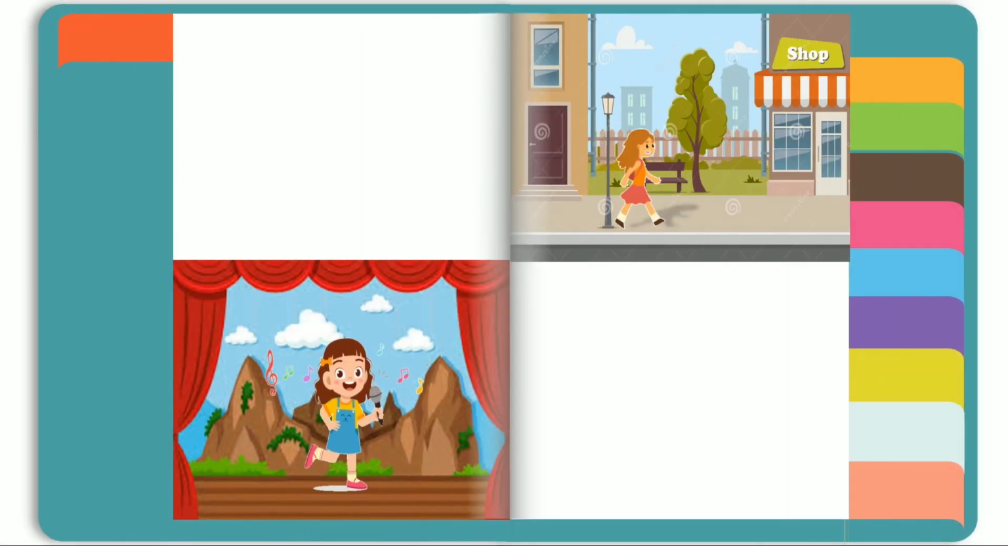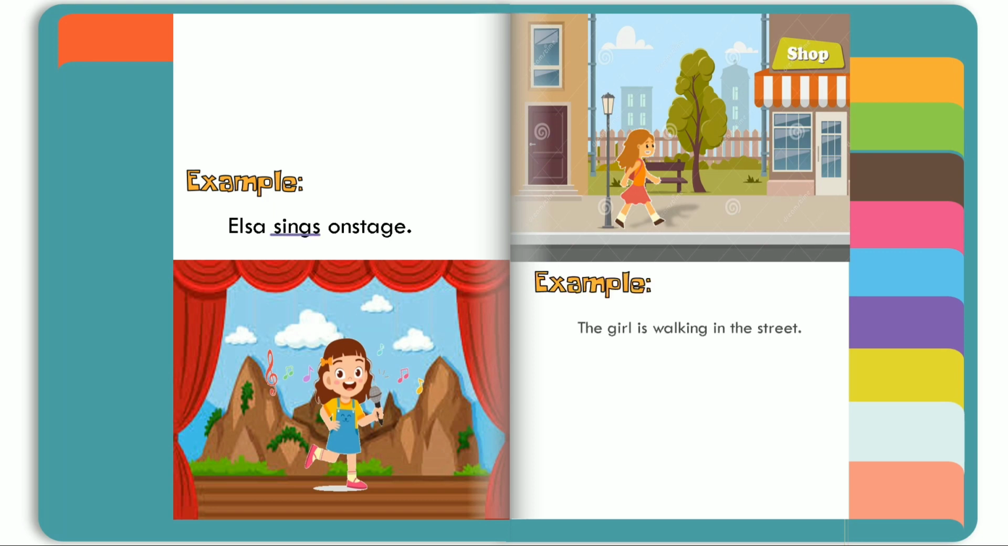Let's try to have another example. Elsa sings on stage. Sings is the action word in the sentence. Another example, the girl is walking in the street. The word walking is the verb in the sentence or the action word.